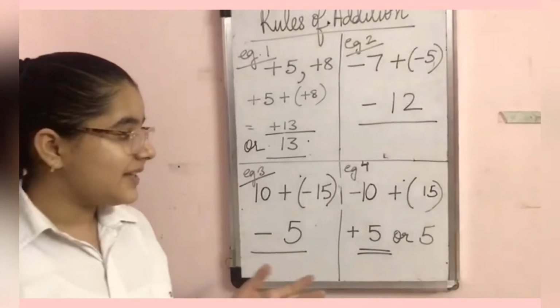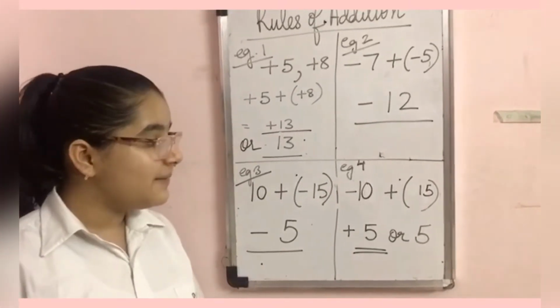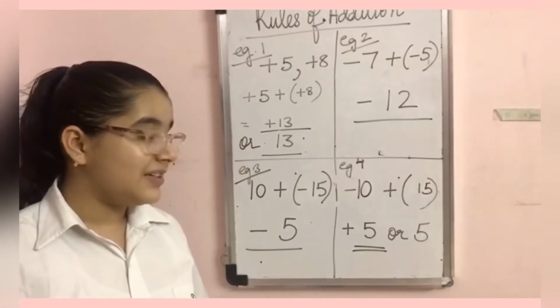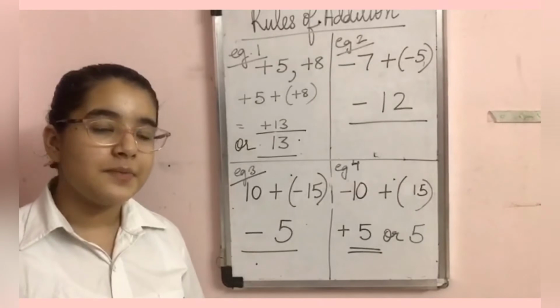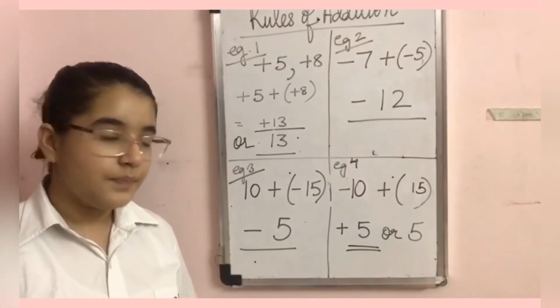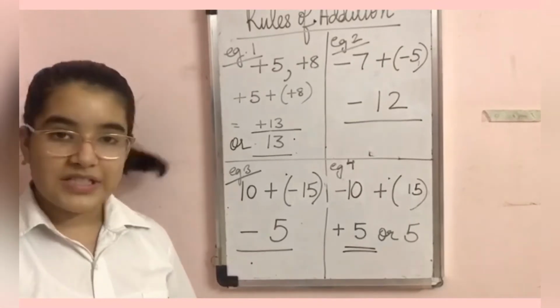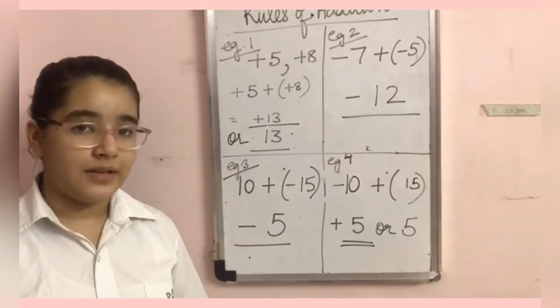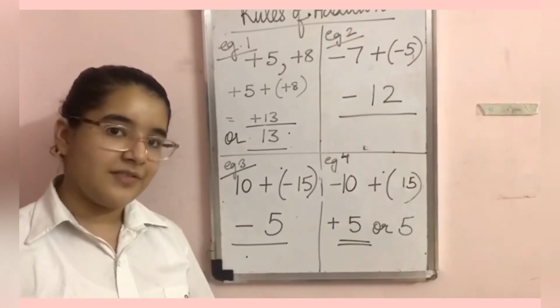Now let's go on to example 4. -10 plus 15. We will be doing the same. First subtracting the small absolute value from the bigger absolute value, then keeping the sign of the bigger absolute value. The answer would be +5 or 5. Not putting a sign means this number is positive.